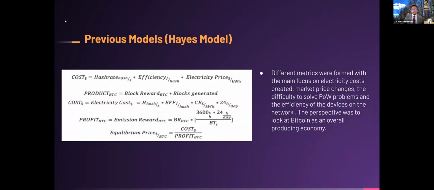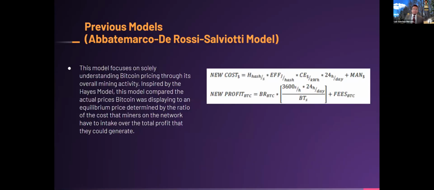In terms of the design, among the previous models that I looked at, one of the major ones was the Hayes model. This model took different metrics like electric costs, market price changes, and the difficulty of the proof of work, which is a consensus algorithm, and tried to define an equilibrium price and compare it to the current market price to see what value is being added by the network in comparison to what people believe the price should be.